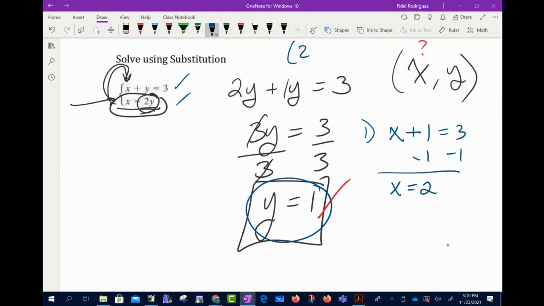So now we found the point where those two lines meet. When x is 2, y is 1. So this is what I'm looking for.